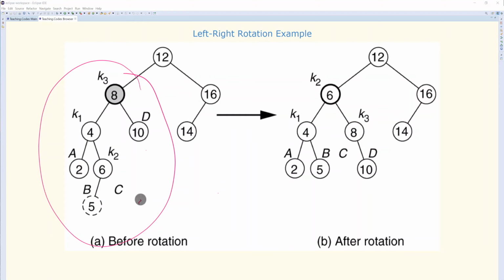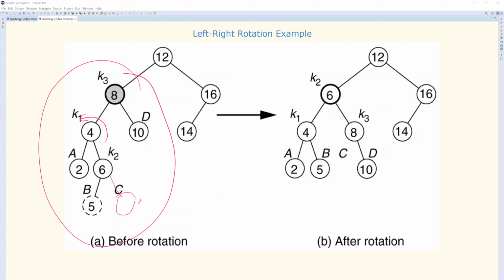We first do a left rotation here. So 6 goes up with its non-existing child. 6 goes up. 4 and 2 go down. And 5 gets adopted by 4.